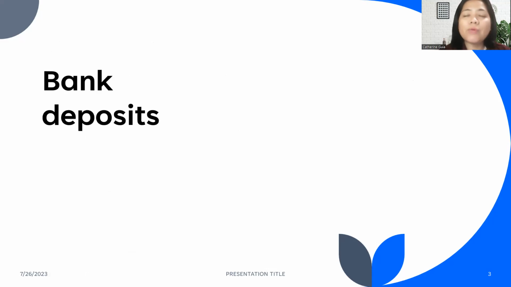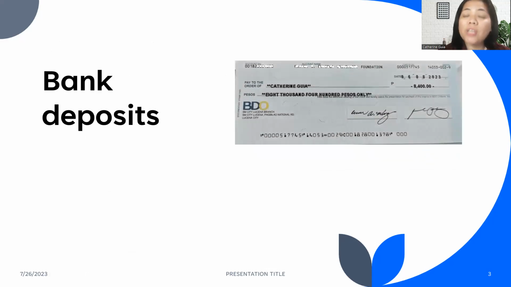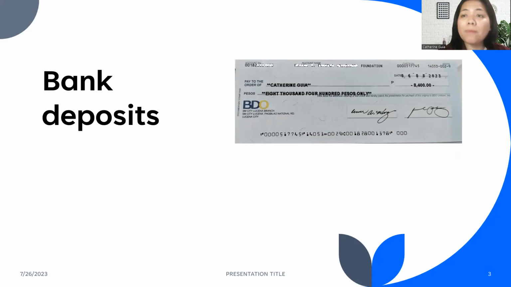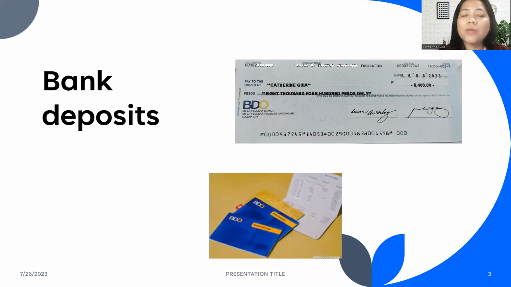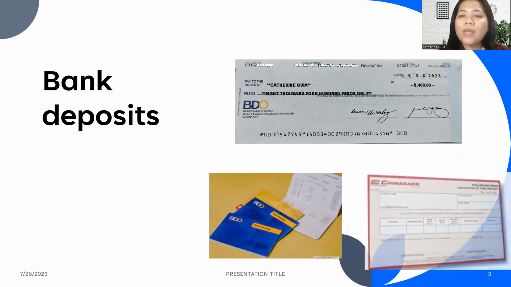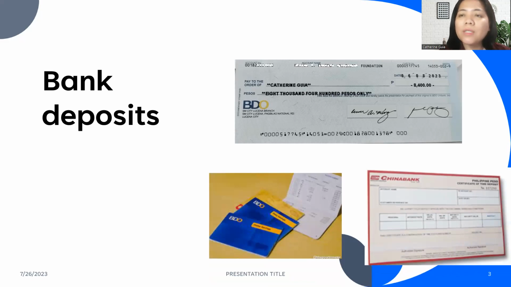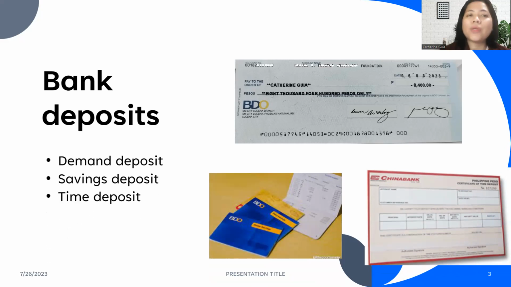Okay, let us just have a recap about bank deposits because we discussed this in our cash and cash equivalents. So basically, we have here a check, which is our demand deposit or checking account. We also have here a passbook, which relates to our savings deposit, and our certificate of time deposit. This pertains to our time deposits account. So basically, there are three bank deposits. We have the demand deposit, savings deposit, and time deposit.